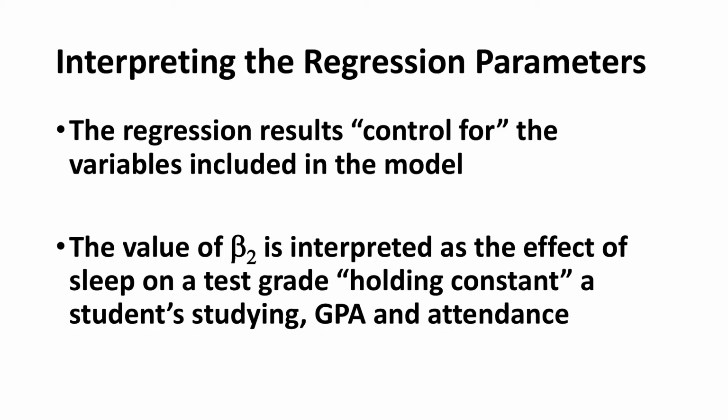A nice feature of multiple regression models is that regression results control for all the variables that are included in the model. So for example, the value of beta 2 is interpreted as the effect of the amount of sleep that you got on a test grade, but we're holding constant a student's studying, GPA, and their attendance.